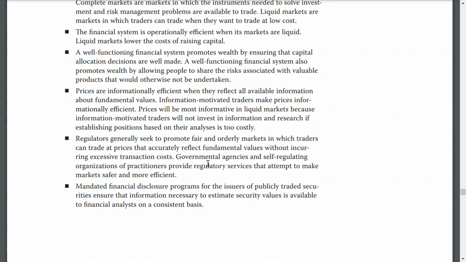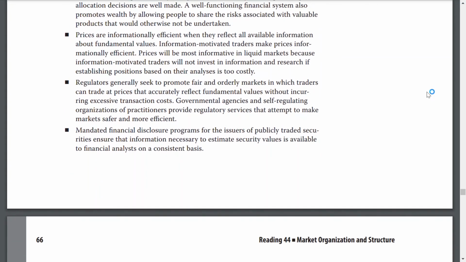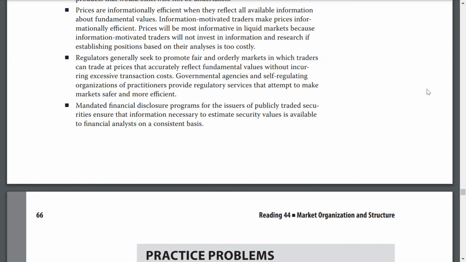Regulators generally seek to promote fair and orderly markets in which traders can trade at prices that accurately reflect fundamental values without incurring excessive transaction costs. Governments, agencies, and self-regulatory organizations of practitioners provide regulatory services that attempt to make markets safer and more efficient. Mandated financial disclosure programs for the issuers of publicly traded securities ensure that information necessary to estimate security values is available to financial analysts on a consistent basis.